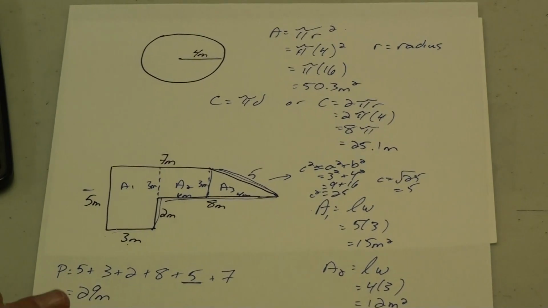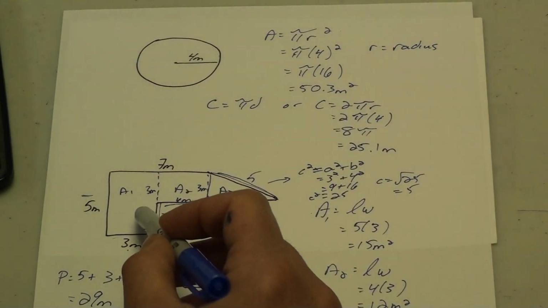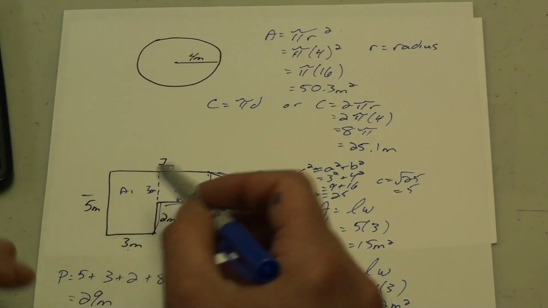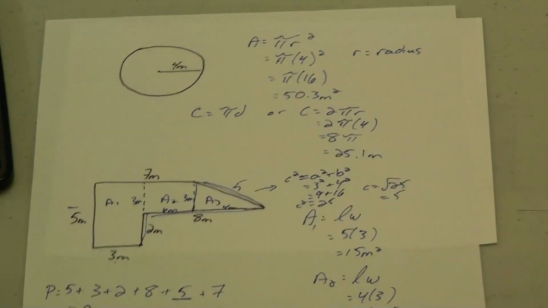Okay, this is a short little lesson on area and perimeter. Sometimes you need to break shapes up into smaller shapes in order to do it, and sometimes you might have to find a missing side using the Pythagorean Theorem.